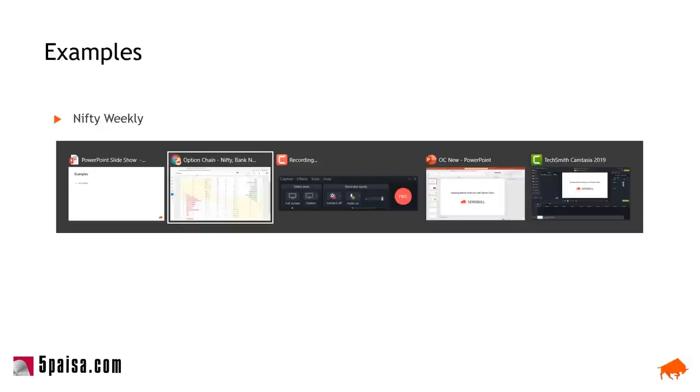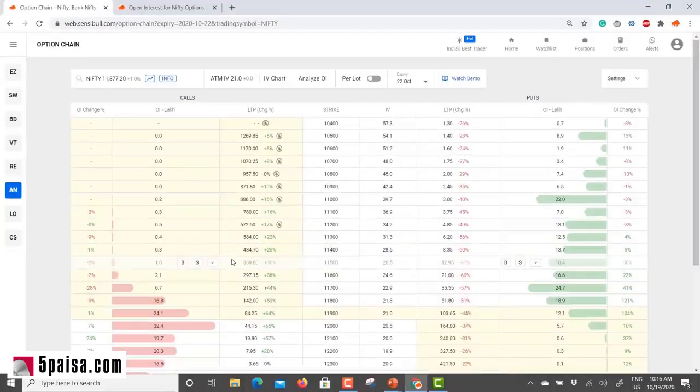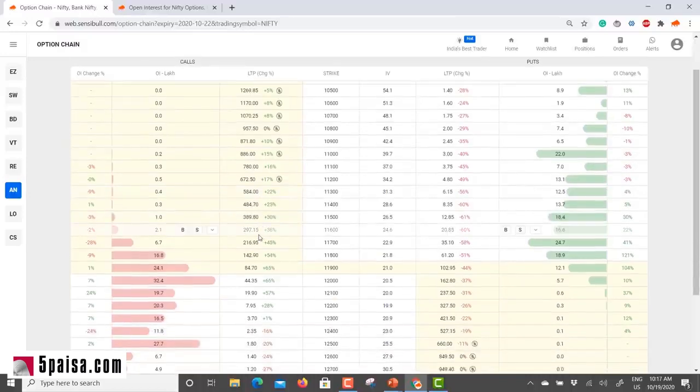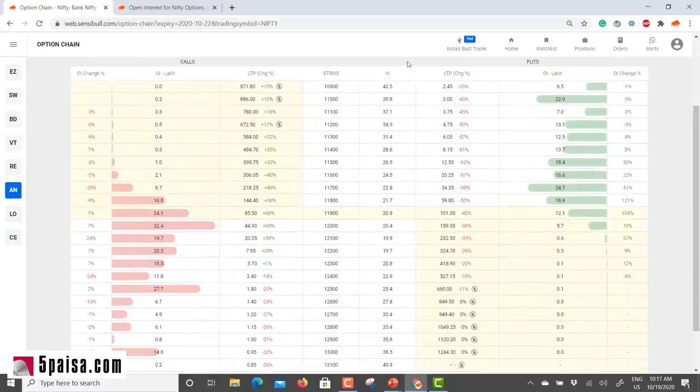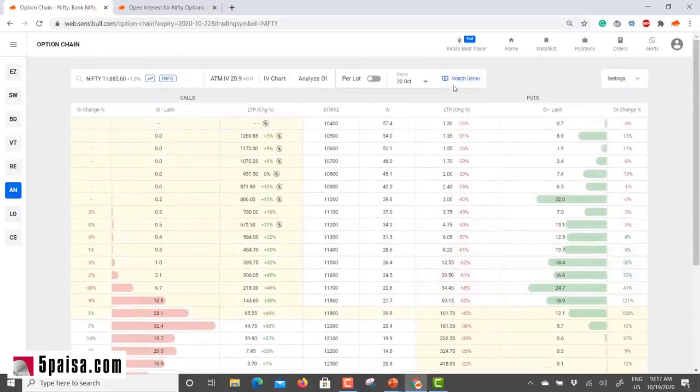So let's take some examples and try to interpret some option chains. This is the Nifty option chain. Before that, let's quickly look at what you can do on this option chain. You can see Nifty here. This is ATM IV, the at the money strikes' IV. There is an IV chart. There's an analysis of the open interest. There's a toggle which tells you prices per lot, multiplied by 75 or not. You can select expiry here. This demo video which we are making will go right here.